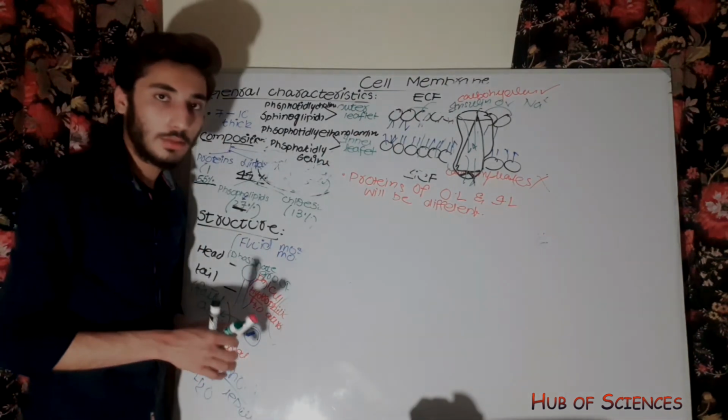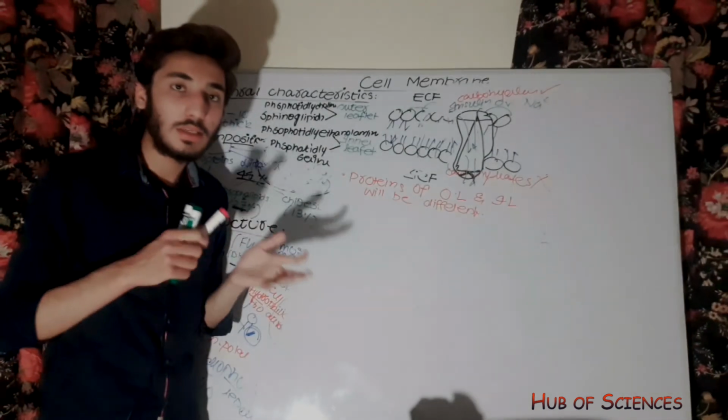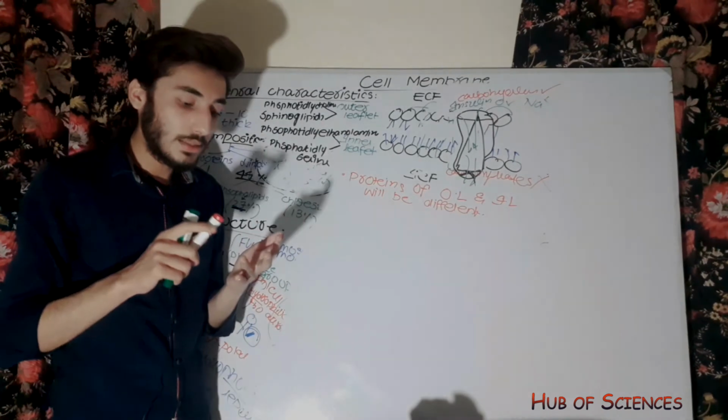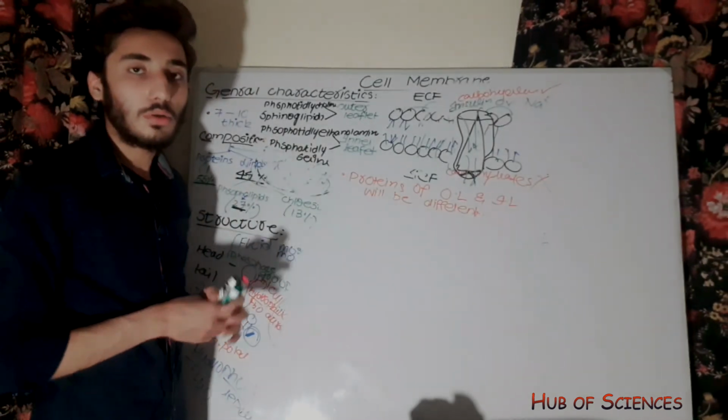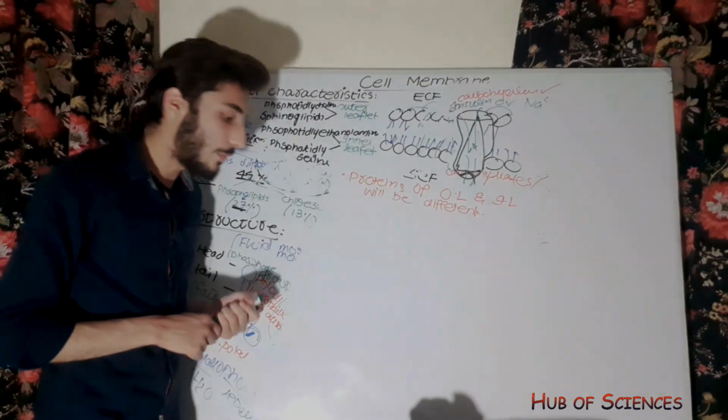We discussed that these proteins may be channels, may be carriers, may act as enzymes, may act as linker proteins, or may act as receptors. These are all the types of integral or transmembrane proteins.